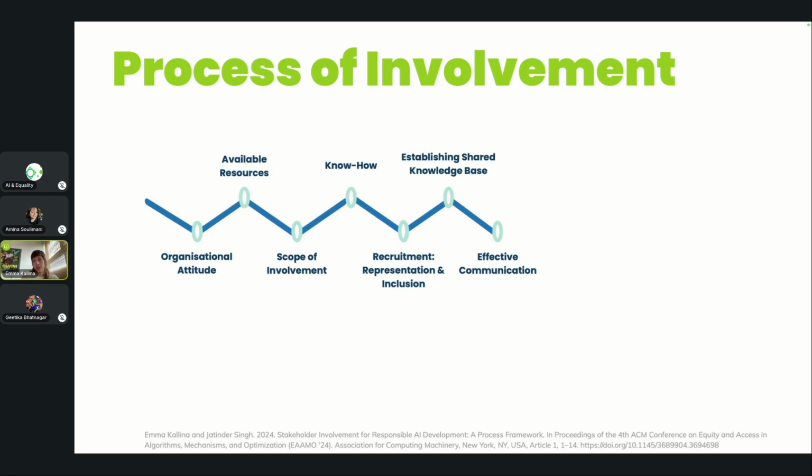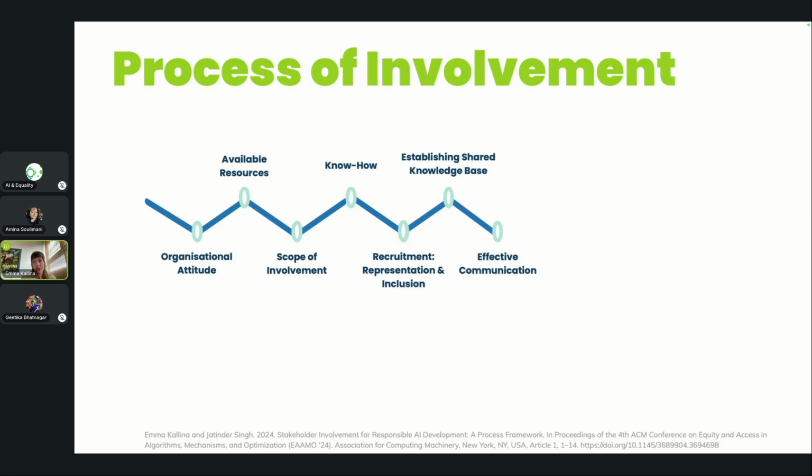Then effective communication. Even if you have a shared knowledge base, the person might say, "I hate this." While this is sort of helpful, wouldn't it be way more helpful to know why they hate something? So actually communicating effectively about the topic, the question of stakeholder involvement, is important.